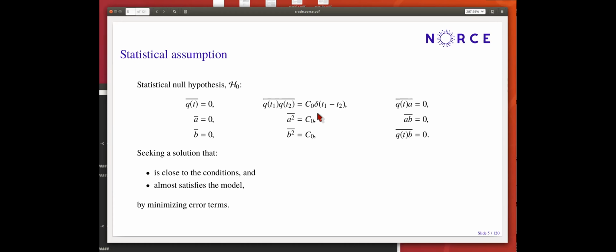Here I just say that the model errors are delta correlated in time, so there are no time correlations of the errors. And both for the initial condition and the final condition, the error variance is equal to C naught. There are no cross correlations between these error terms. If we assume these conditions on errors, what we are doing is to seek a solution that is close to the conditions and almost satisfies the model. We do that by minimizing these error terms. So we want to find the solution corresponding to the minimum value of these error terms. Then we have to define some kind of cost function.